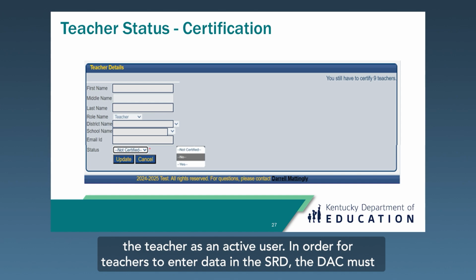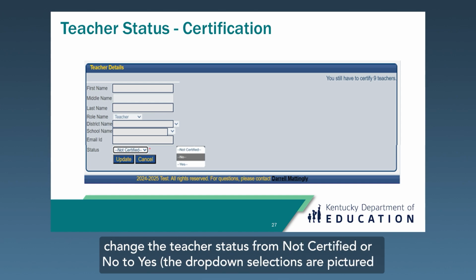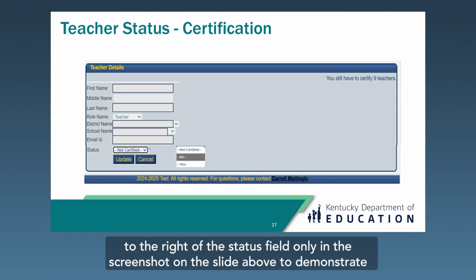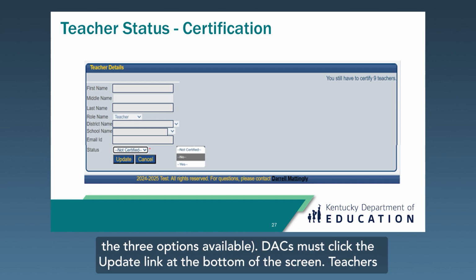In order for teachers to enter data in the SRD, the DAC must change the teacher status from Not Certified or No to Yes. The drop-down selections are pictured to the right of the status field, only in the screenshot on the slide above to demonstrate the 3 options available.